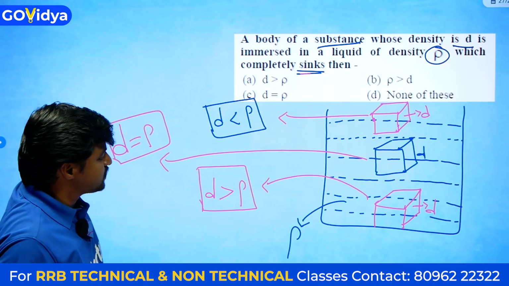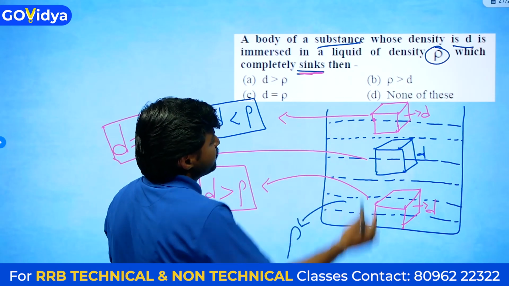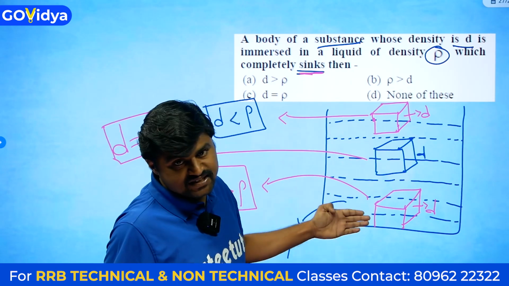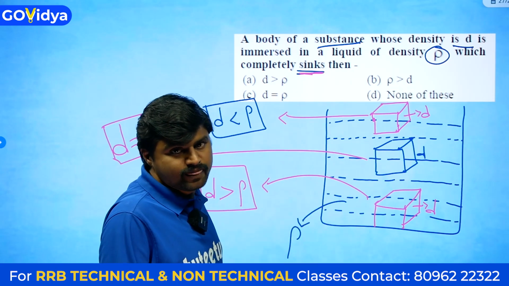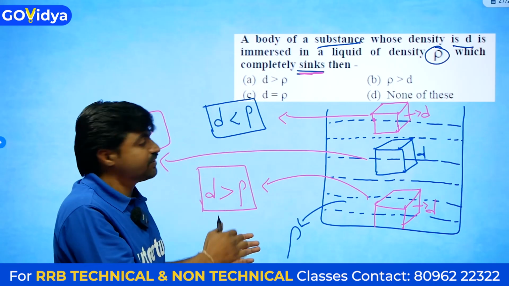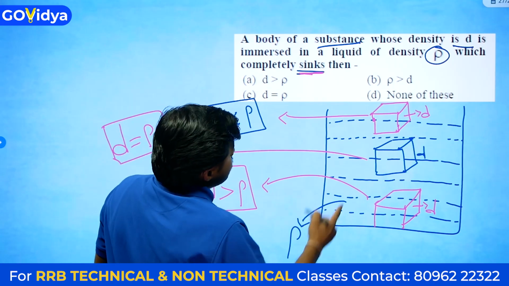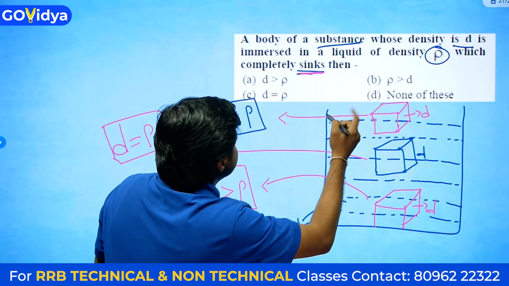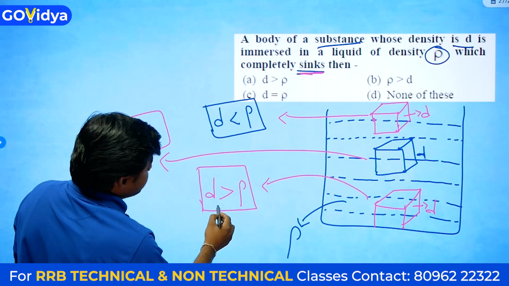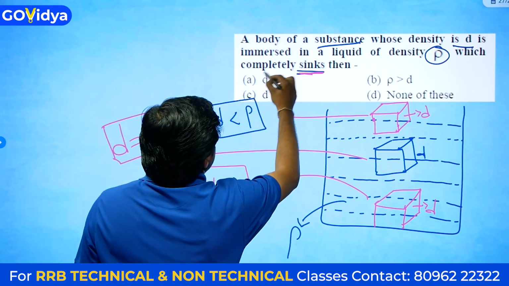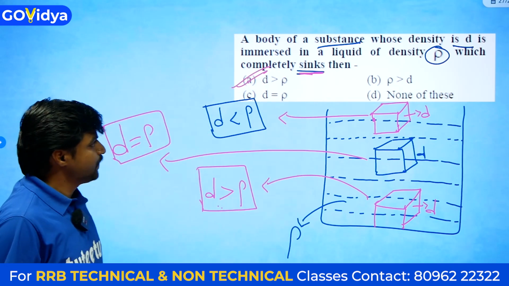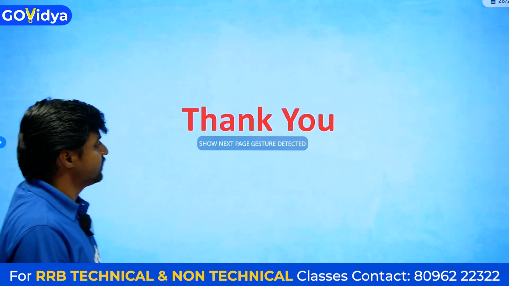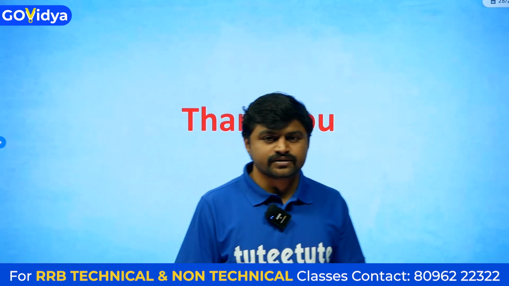From the options, it is sinking. When it sinks, only when the density of the object is greater than the density of water does the object sink in water. From the options, option D is greater than rho. D is greater than rho. Option A is the correct answer. Okay, that's it for today. Thank you so much.